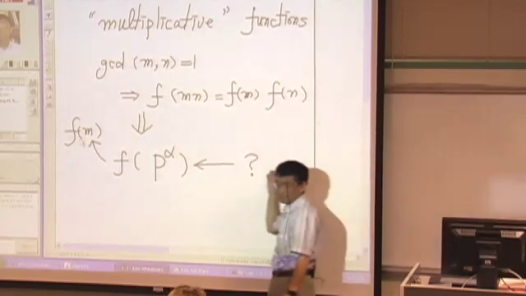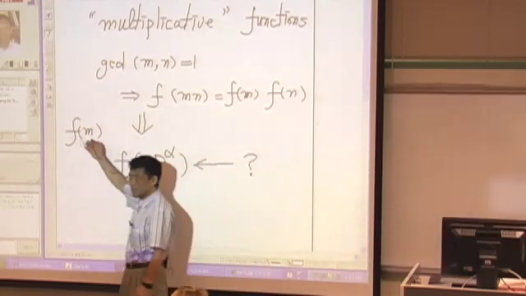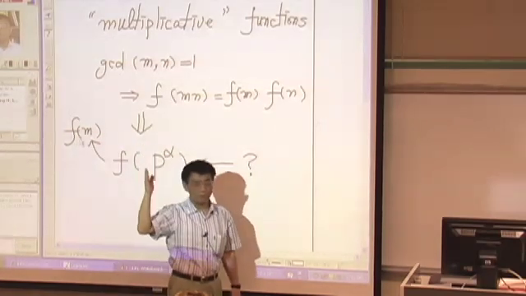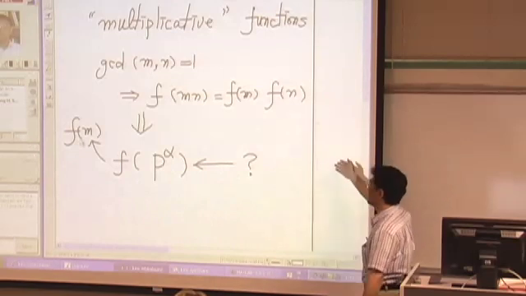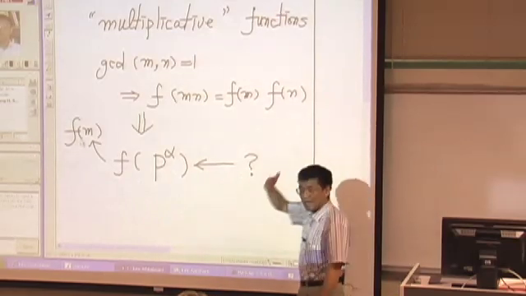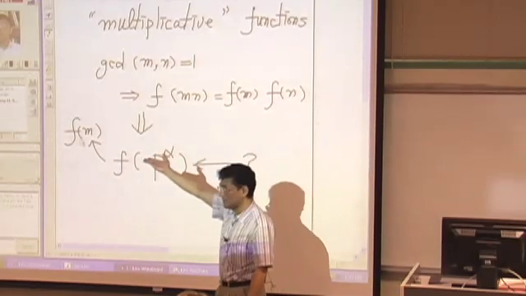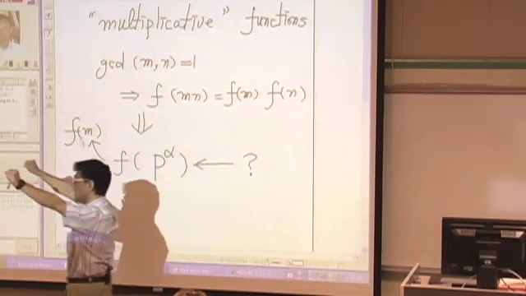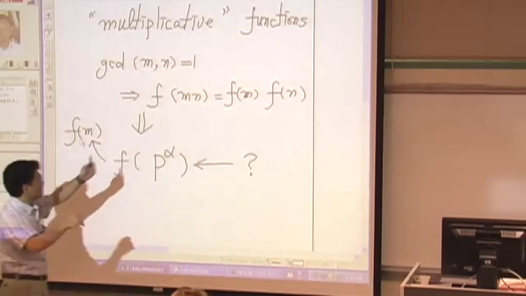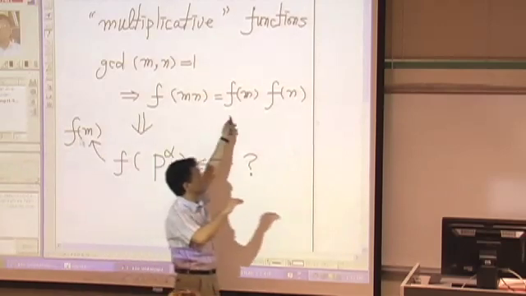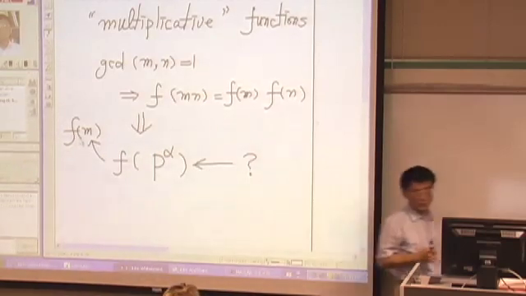So this is a strategy, and because of this strategy, this class is extremely important. Extremely important. If you don't understand why it's important, ask me. A function is called multiplicative when the GCD of two numbers is equal to 1, and then the function can just be divided into 2.